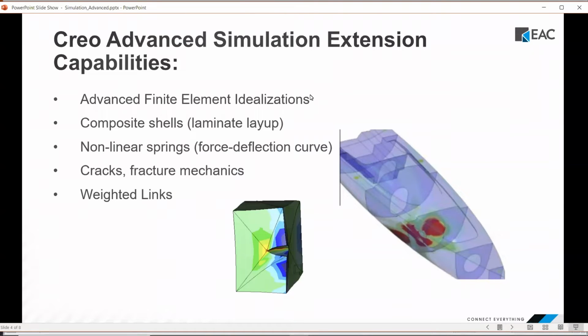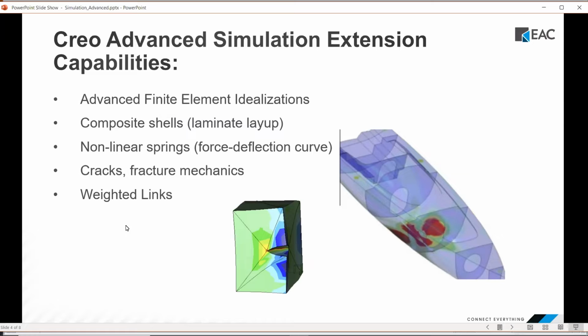The capabilities in advanced simulation, as far as idealizations go, include composite shells. That would be for a laminate layup, where we have different materials and different orientations laid up on top of each other. There are also nonlinear springs. Hooke's law says that springs are linear, but this also will deal with nonlinear springs. And then we'll also do crack and fracture mechanics. Here's an example: you can see an image where we have a crack in a material that is under stress, and we can see how it separates.